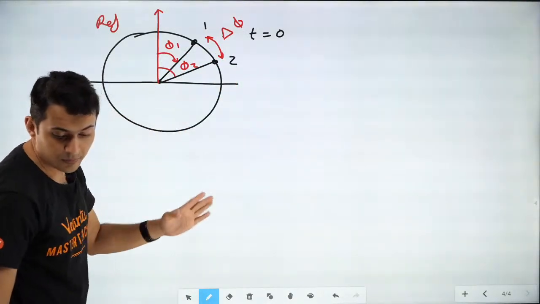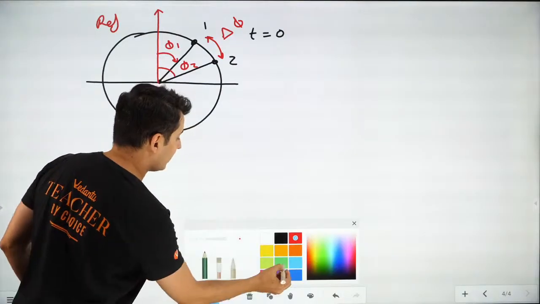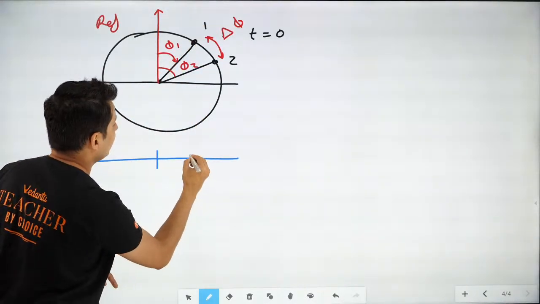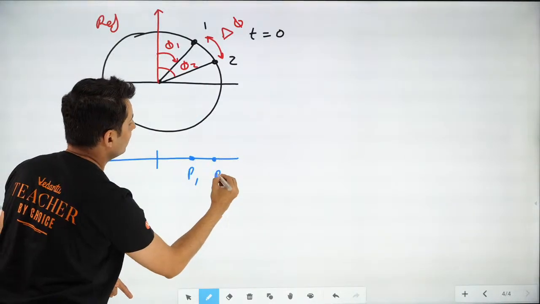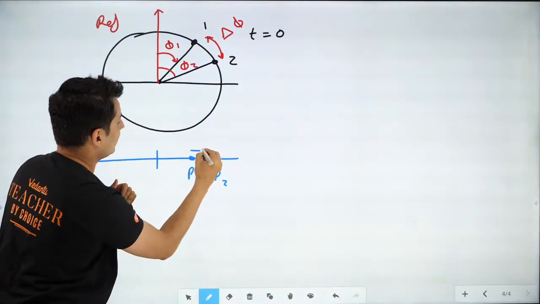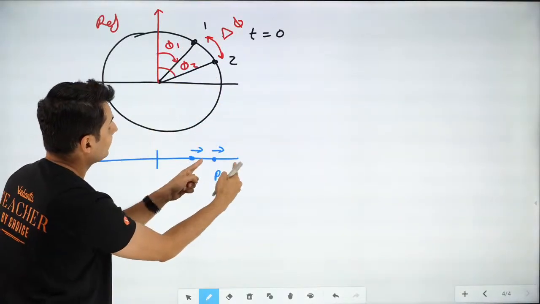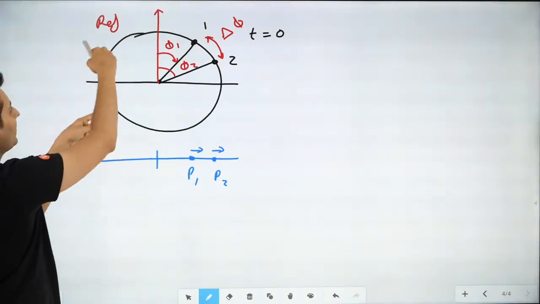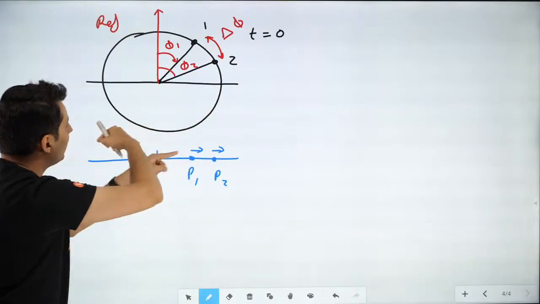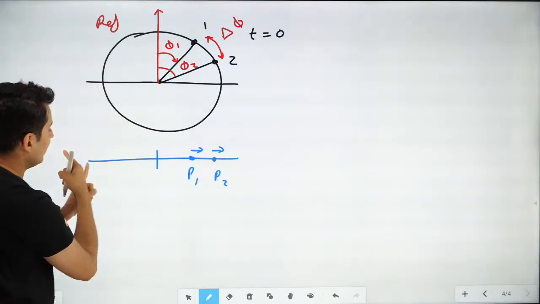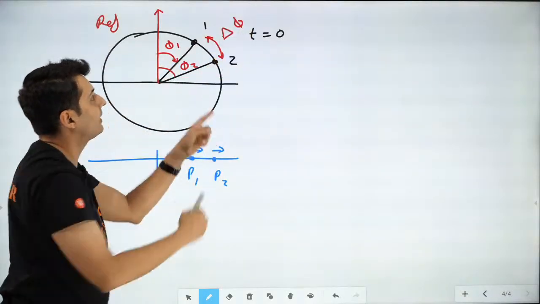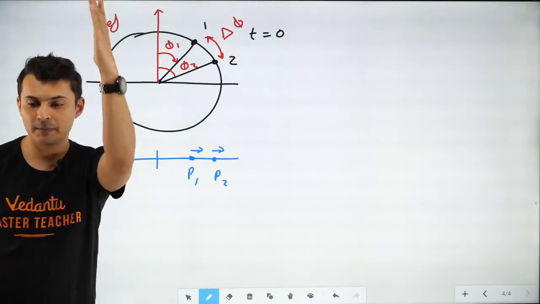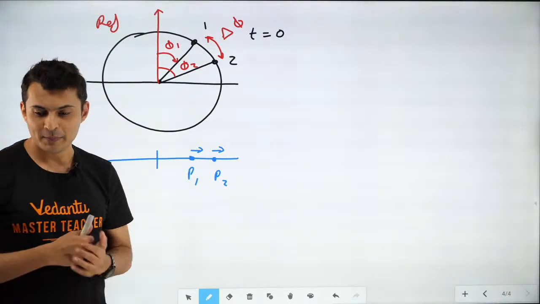So what it means is, if you look at the projection of these particles, the shadow of particle 1 will be here, shadow of particle 2 will be here. Shadow 1 will be going towards the right side, shadow 2 will also be going towards the right side. As these two particles go in the circular path this way, they will follow each other like this. So there is a phase difference between them called delta phi. I hope this is clear.